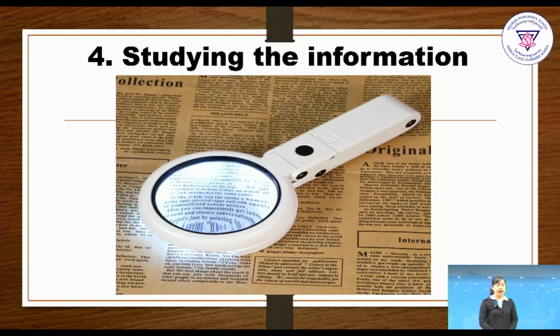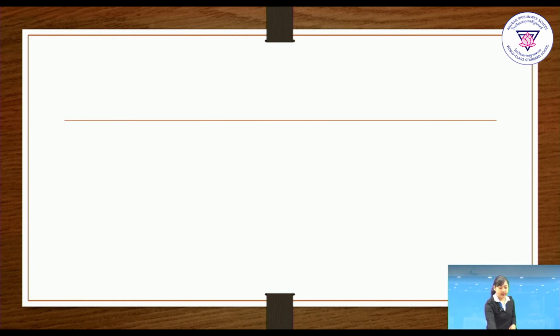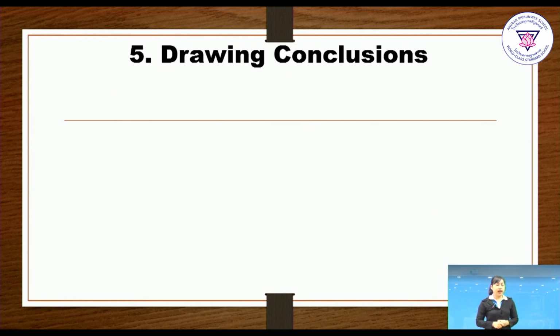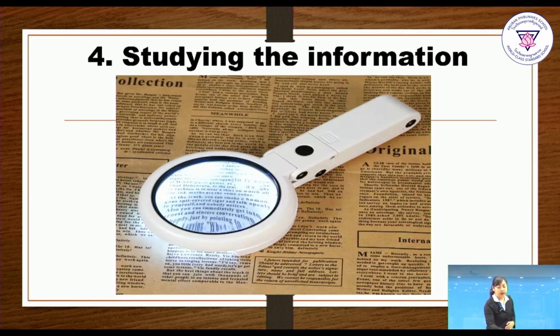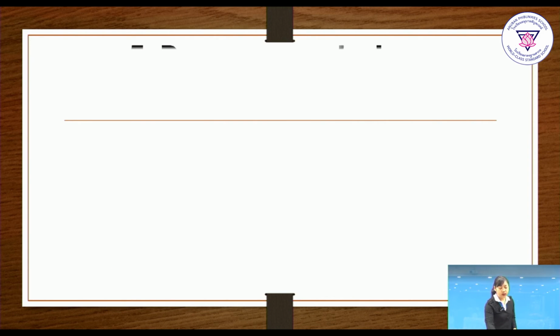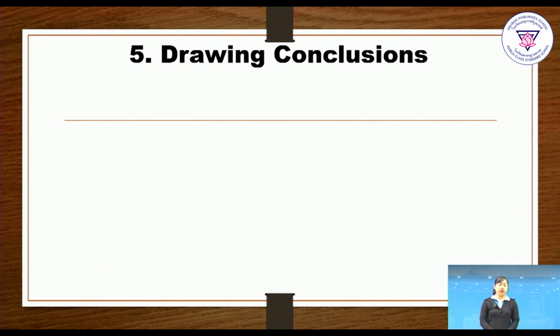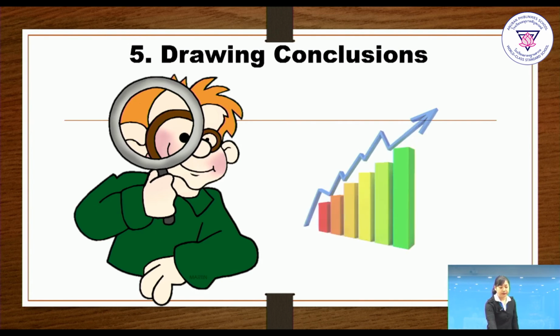The next process is to study the information. Of course, when we study information, we need to accompany our friends. The next one is the drawing of conclusions. So these are the answers that we have found from the information that we have studied. This will be the final answer to our questions, the drawing of conclusions.